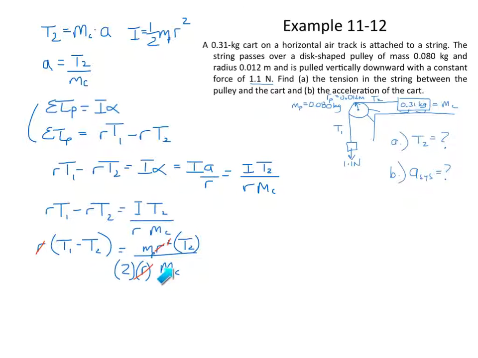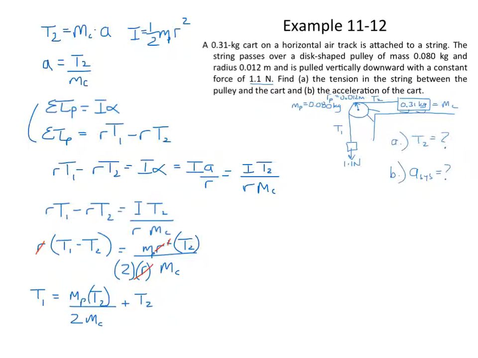Now we're in a much better position to be getting our T2s together. Why don't we add over this T2 to that side? So it's going to look like this. T1 equals mass of the pulley times T2, divided by 2 times the mass of the cart, plus T2. I don't know why I'm drawing parentheses, but that's all right. Everything else canceled out.